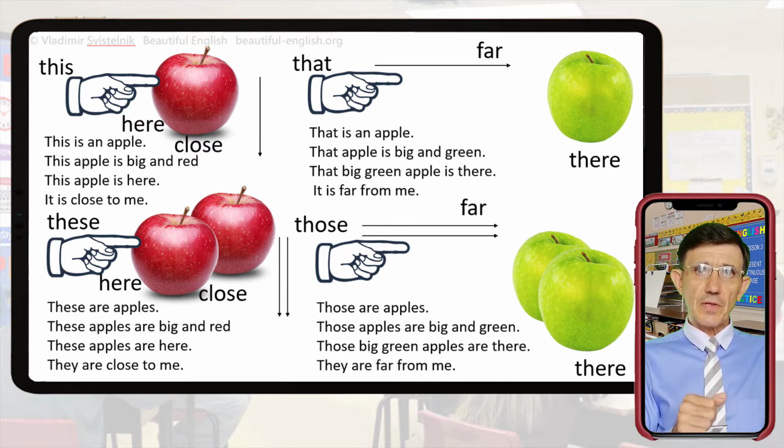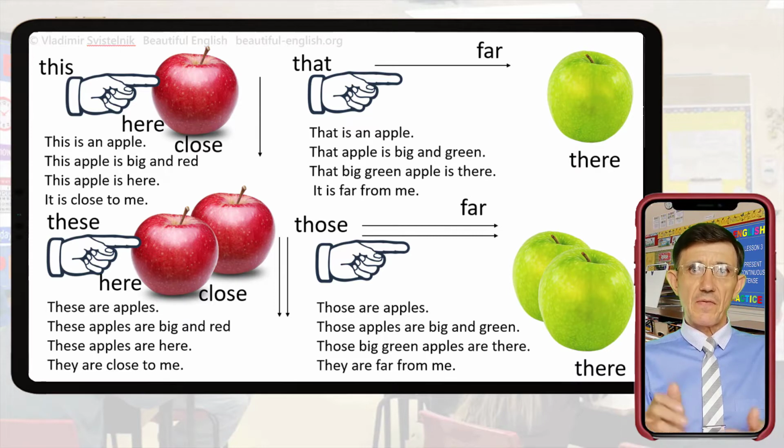If we are talking about many people or objects that are near us here, we use the pronoun these. These are apples. Or we give additional information about these objects or people. These apples are big and red. These apples are here. They are close to me.